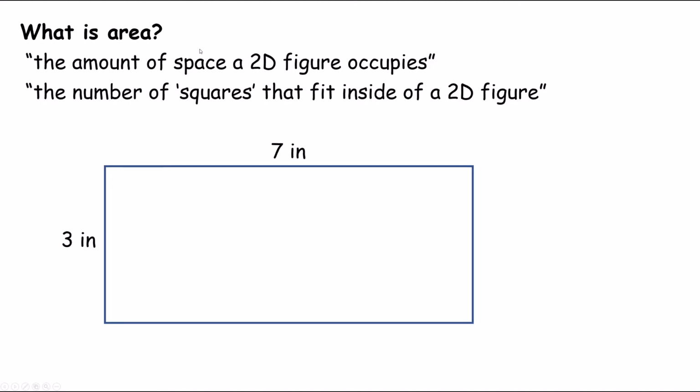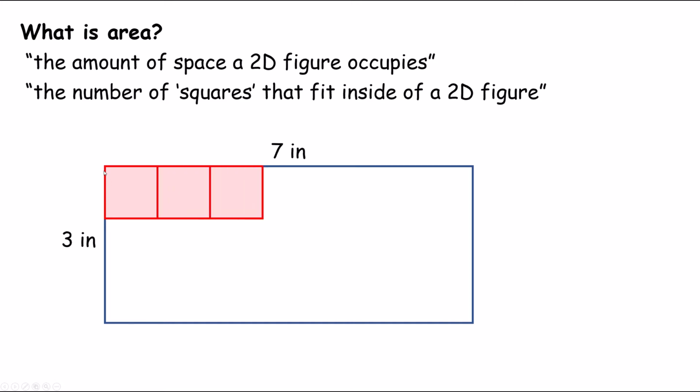Just in the way of review, we say that area is the amount of space a two-dimensional figure occupies, or the number of squares that fit inside of a two-dimensional figure. So if I have this 7-inch by 3-inch rectangle, I want to know how much space it takes up. I begin to fill it with inch squares. Now we call them inch squares because they are 1 inch by 1 inch squares. They are a square that measures 1 inch in two different directions.